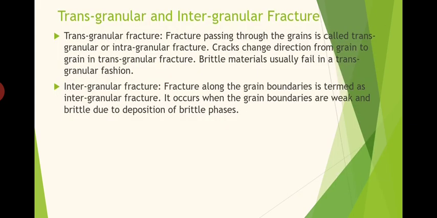Fracture along the grain boundary is termed intergranular fracture. From the word itself, inter means in between the grains. So in between, what is there? It is the grain boundaries. So if the crack propagates through the grain boundaries, then we call it intergranular fracture. It occurs when the grain boundaries are weak and brittle due to deposition of brittle phases. Okay. So that is the difference between transgranular and intergranular fracture. It is there in your syllabus. That's why I discussed it.